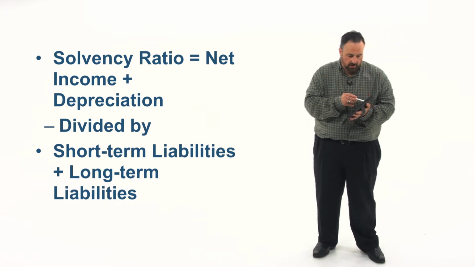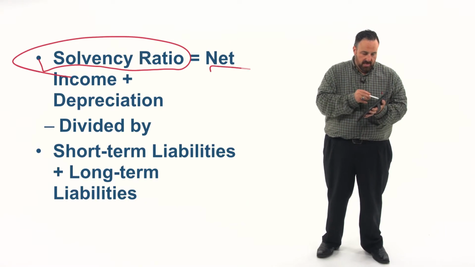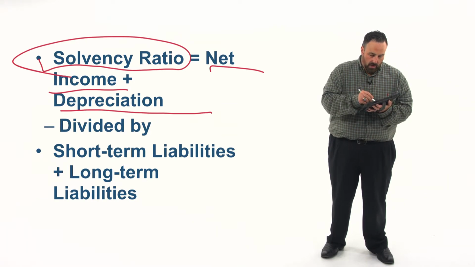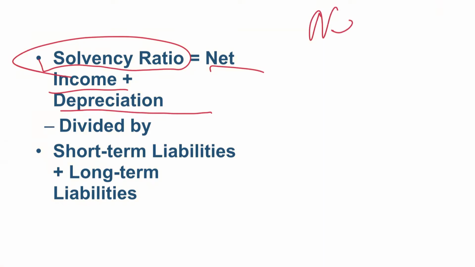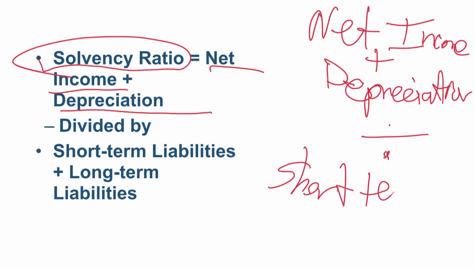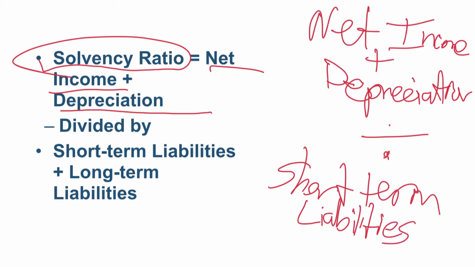Okay, so the solvency ratio equals net income plus depreciation. Now, we have a solvency ratio where we have net income plus depreciation now being divided by short-term liabilities plus their long-term liabilities.